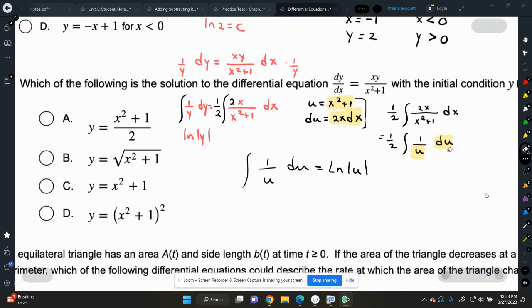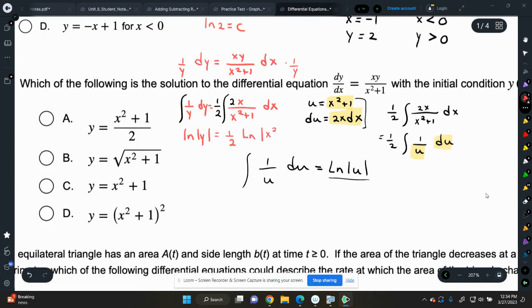Okay. All right, so now we've got it in that form. So now we know we can take the antiderivative of that and get natural log of u. So plugging the u back in, we have this equals 1/2 natural log of, and what was u? x squared plus 1. Do I need the absolute values there? No, I don't, because it's squared. Good. You don't need the absolute value because it's squared.